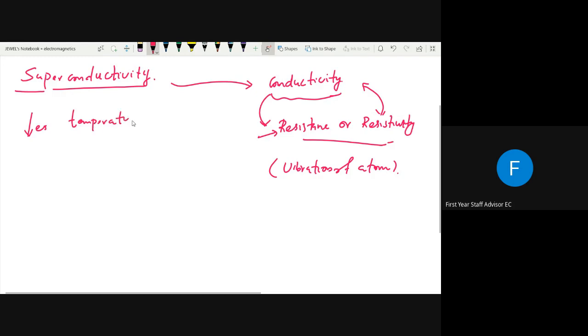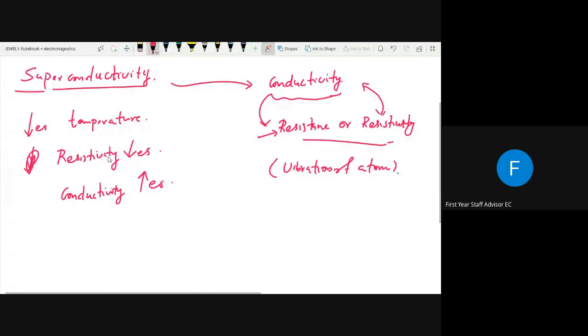But on very low temperature, if we decrease the temperature, what happens? If we decrease the temperature, then the resistivity of metals or alloys will decrease. When we decrease the temperature, the resistivity, or the blockage for the electrons, decreases. When the temperature decreases up to a certain value for a material, its resistivity decreases. That means its conductivity increases. When we decrease the temperature to a certain value, the resistivity decreases and conductivity increases.